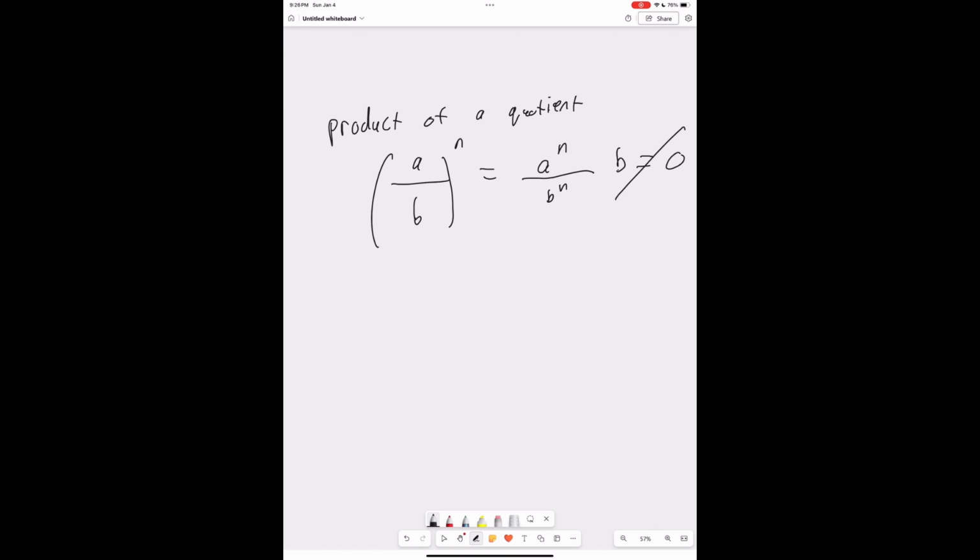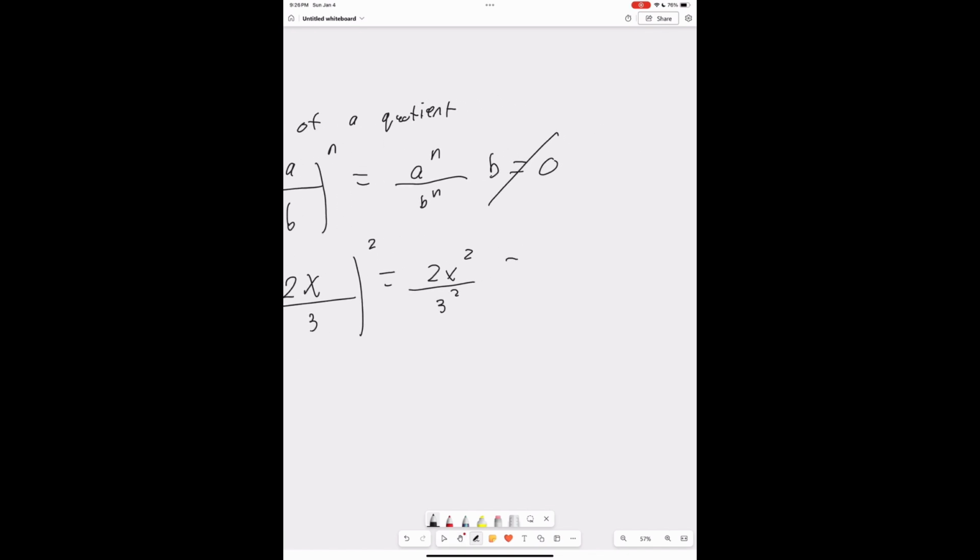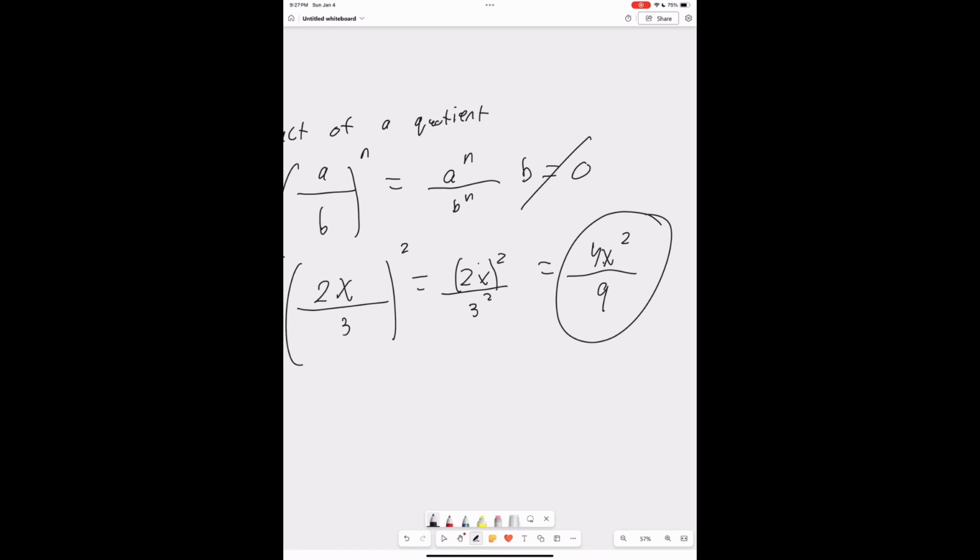So for example, if we have 2x divided by 3 raised to the 2nd power, we can write this as 2x squared divided by 3 squared. So then we get 4x squared all over 9. See, I applied the power of a product rule from before on this one.